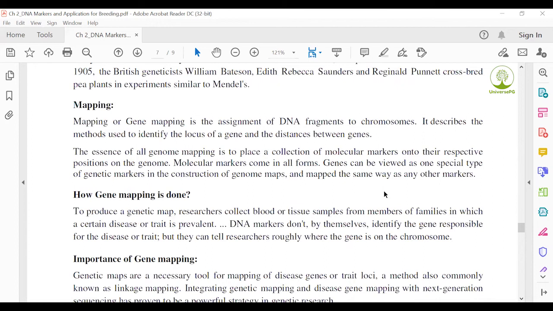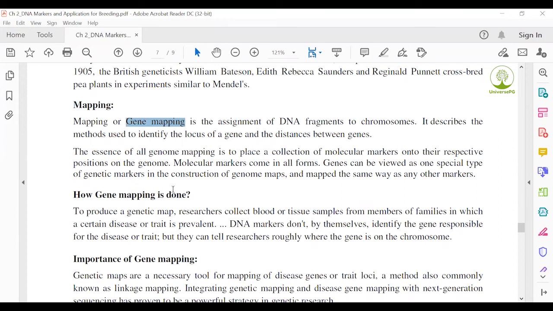Next, mapping. What is mapping? Mapping or gene mapping is the assignment of DNA fragments to chromosome. It describes the methods used to identify the locus of the gene and the distances between genes. So we use gene mapping for the detection of the specific locus of the gene or distances of the gene from the DNA fragment. This process is called mapping or gene mapping.